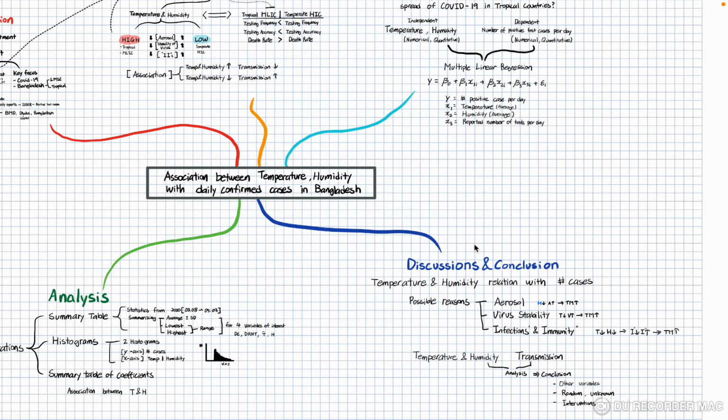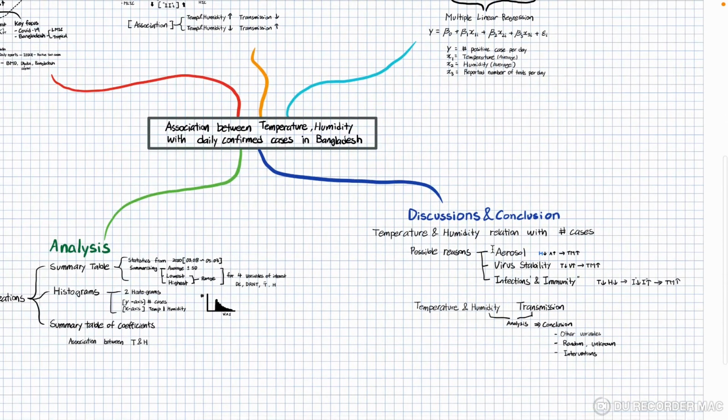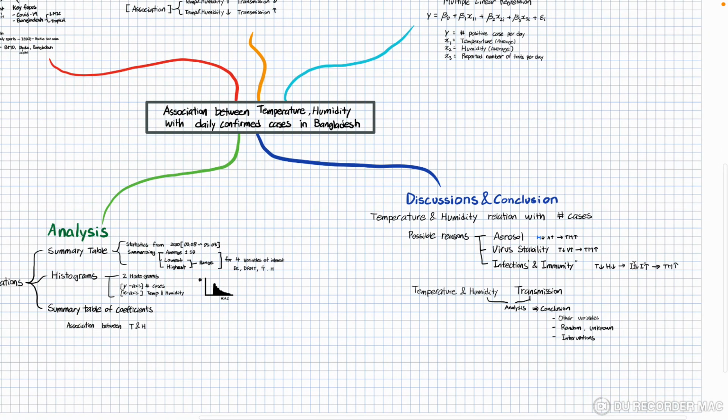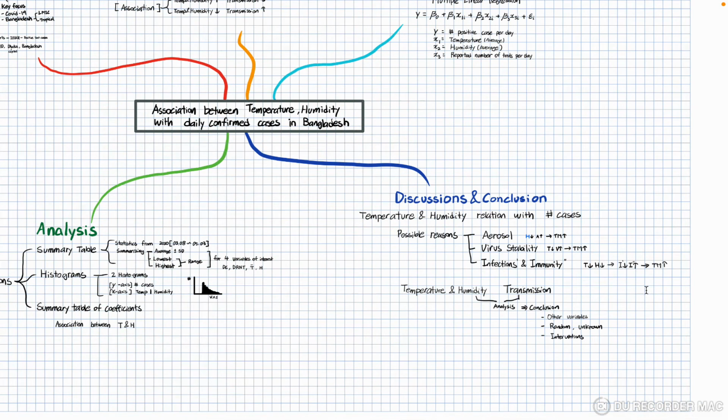Virus stability is referring to how long the virus can survive and remain potent. It is related to temperature. Influenza viruses are more stable at colder temperatures. Infections and immunity are related to both humidity and temperature. The colder the temperature, the lower the immune system, and the drier the weather, the drier the respiratory tracts of people are, which both contribute to more vulnerability to these viruses.